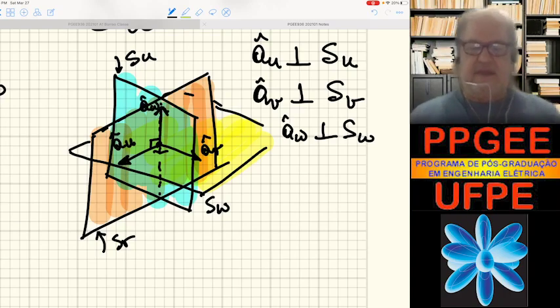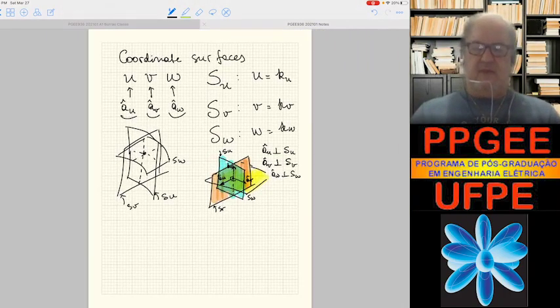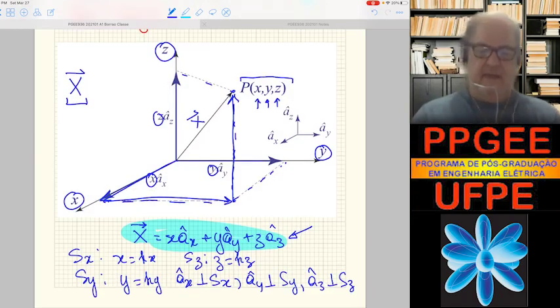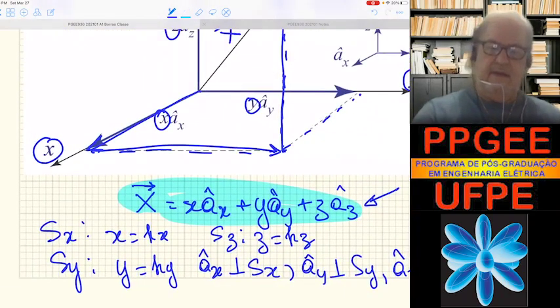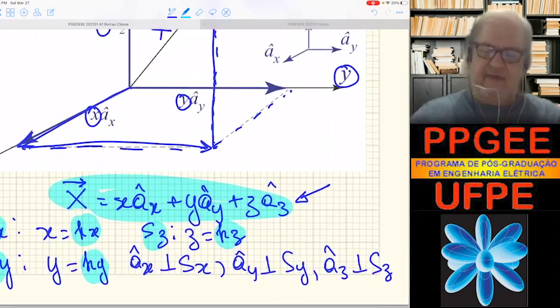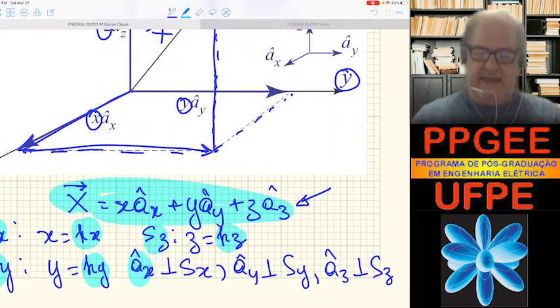That's how you do it. So how does it work with the XYZ coordinate system? Well, SX is the first coordinate surface, X equals KX; SY, Y equals KY; SZ, Z equals KZ. Then you have the versors: AX orthogonal to SX, AY orthogonal to SY, AZ orthogonal to SZ.